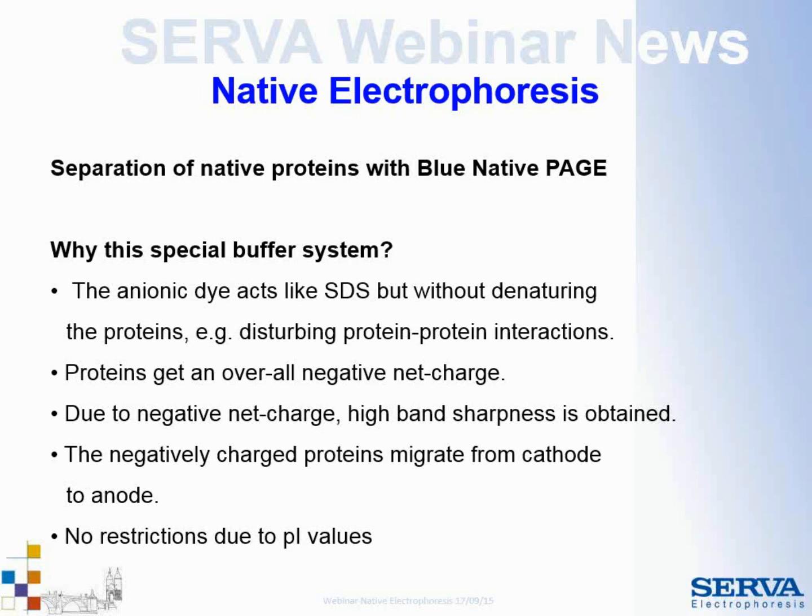Furthermore, the negatively charged proteins migrate from cathode to anode, and there are no restrictions due to PI values. So some proteins which will be uncharged in this buffer system will also migrate from cathode to anode because of the binding of the dye to the protein complex.